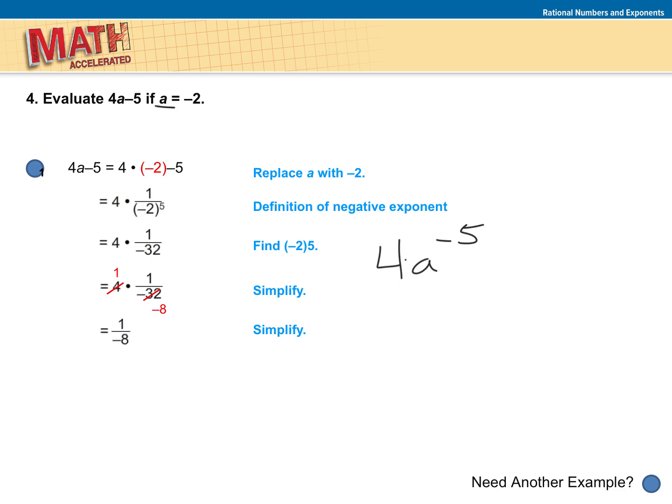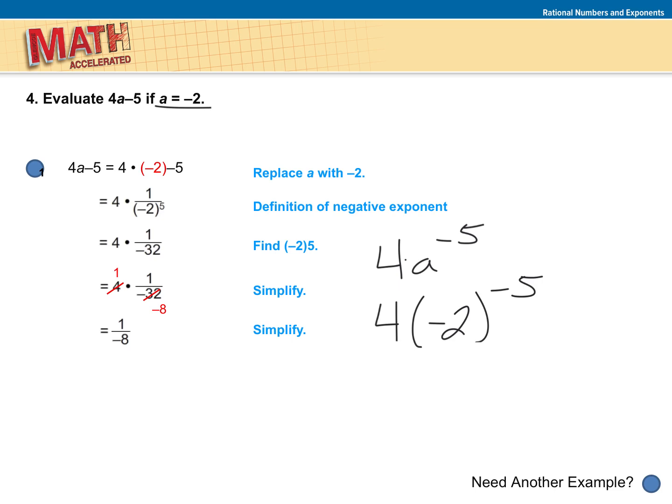So how do we make this? Well, first, what does that mean? A equals -2. What do we need to do? Substitute. So I have 4 times (-2) to the -5th. Why do I put it in parentheses when I substitute? Why do I do that? So you know it's multiplication and you don't mistake it for subtraction.